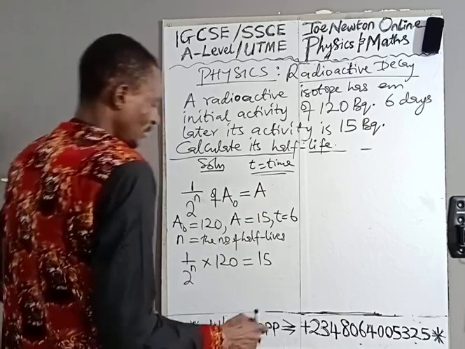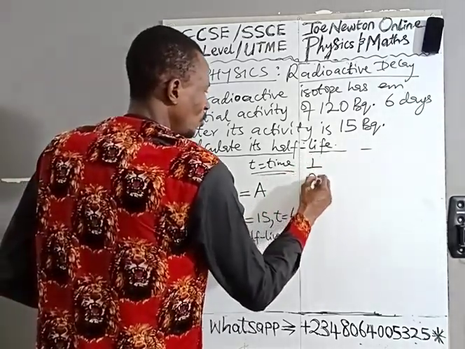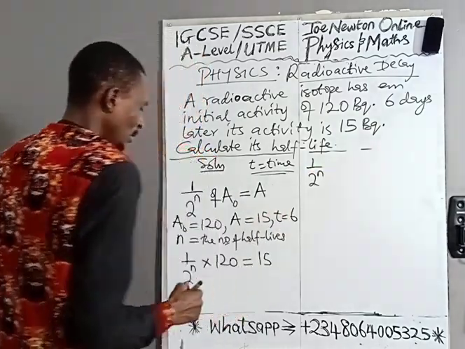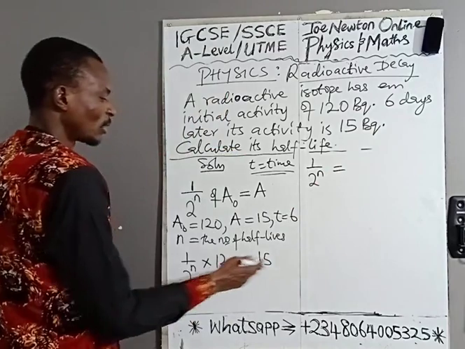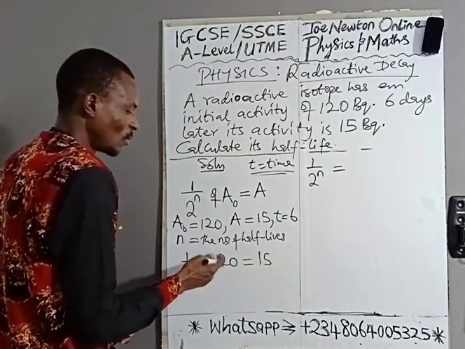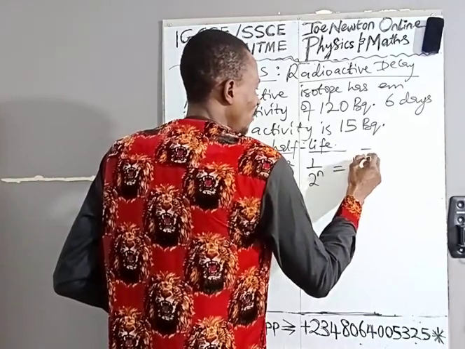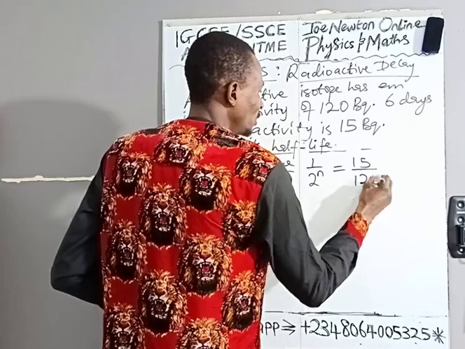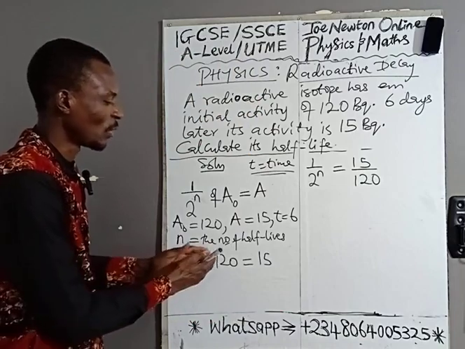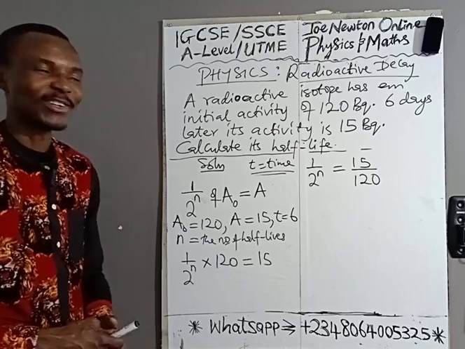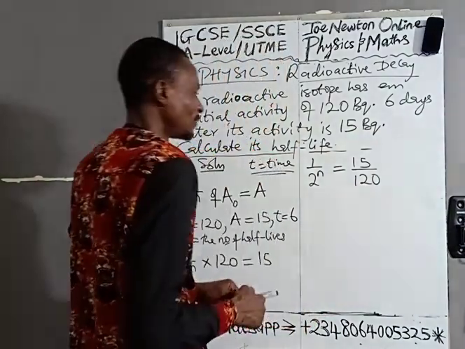Okay, then we have 1 over 2 raised to the power of n is equal to, take this 120 to this side, it becomes division. Of course, you know that. This 120 is multiplying 1 over 2 raised to the power of n, so when it goes over here, it becomes division. Good. So 1 over 2 raised to the power of n is equal to 15 over 120. You see what we did? Okay, so we have this fraction as an equivalent fraction.